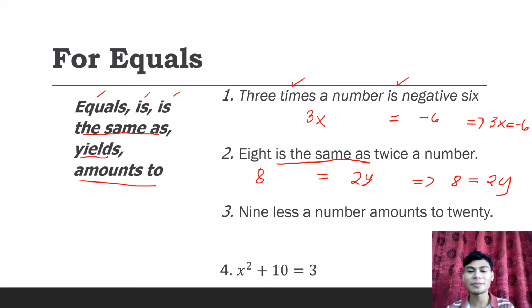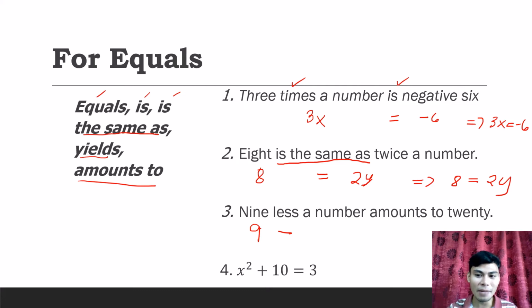O, let's have number 3. 9 less a number amounts to 20. Paano isulat in math? 9 less a number. Sige, isulat natin si 9. Kung less, ano nga yun? Sa first video ko, less is minus. So, 9 minus a number.